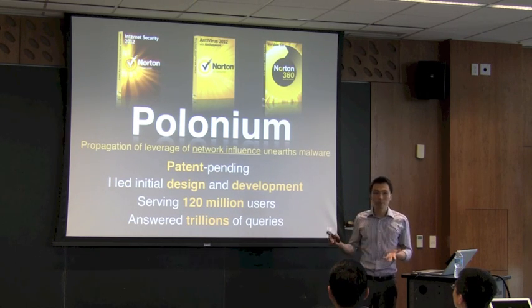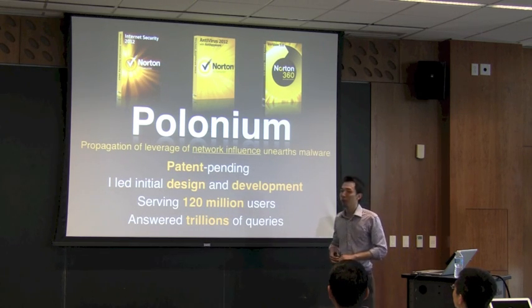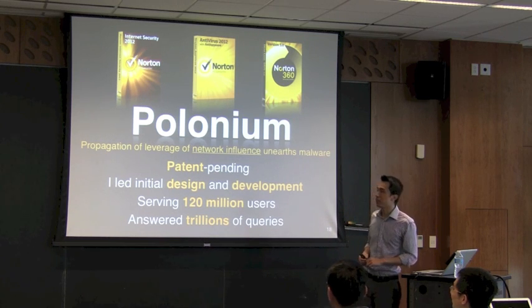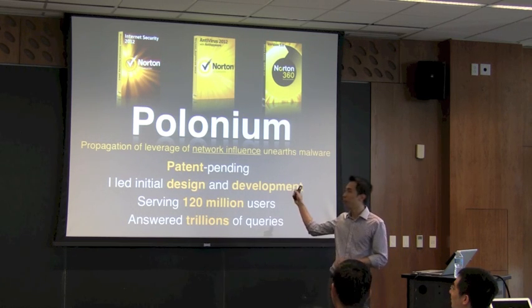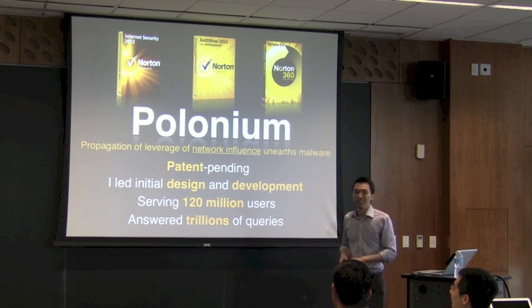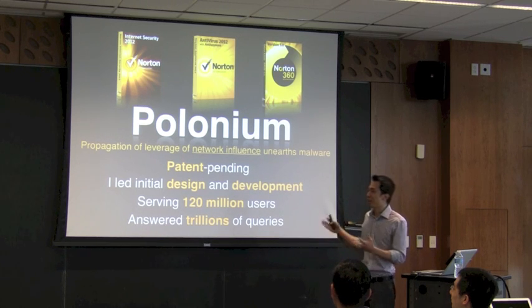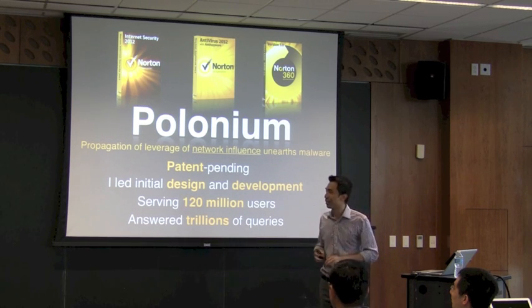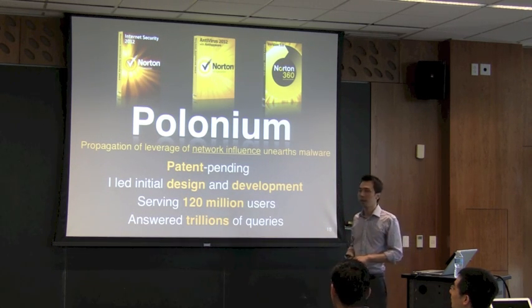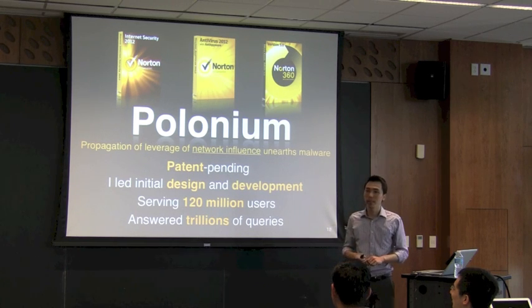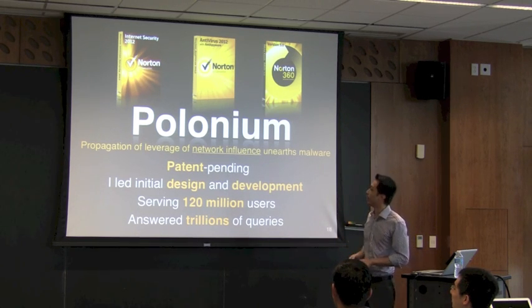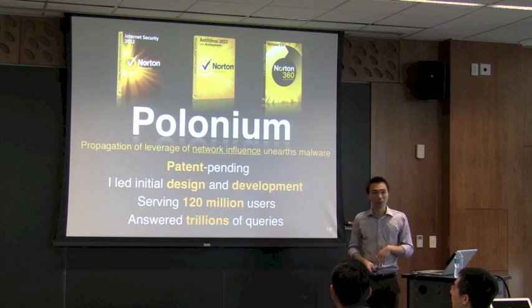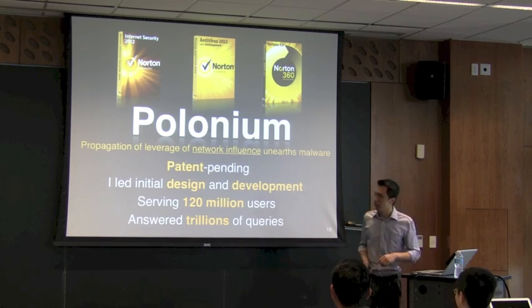In case you're curious about the name Polonium, I squeezed my name into it. There's Polo in the beginning, and it also describes the project, so it's meaningful. It stands for Propagation Leverage of Network Influence Unearthed Malware. The key here is network influence. I'll explain why we need it and what it means.